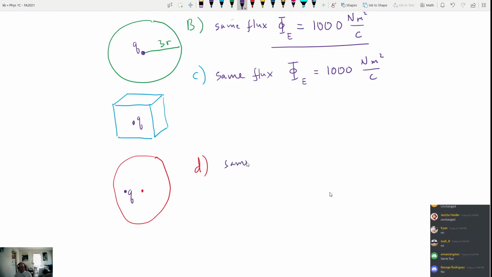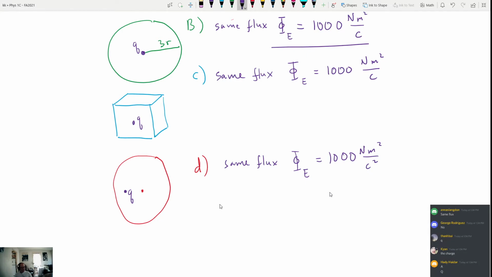Again, the same flux. So what was the only thing that we were able to do to actually change the flux in this case? What was the only thing we did? Yeah, you have to change the charge. If you don't change the amount of charge that's inside, you don't change the flux, basically. It's only by changing the charge that you change the flux.